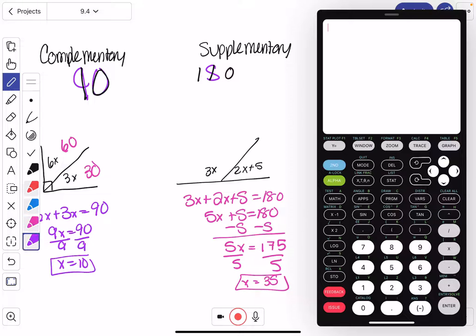So then if we wanted to find the angle measure, we'd plug it in. So 3 times 35 is 105. 2 times 35 plus 5 is 75.